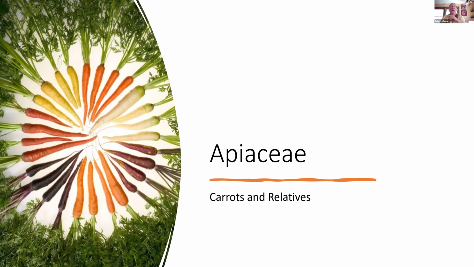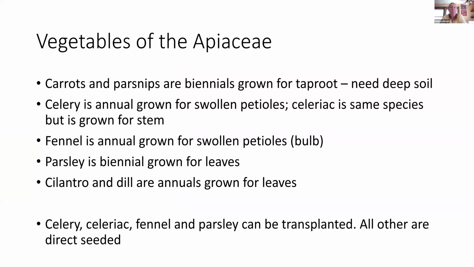All right. The last group we're going to talk about is the Apiaceae, which are the carrots and their relatives. Carrots and parsnips are biennials that we grow for the taproot. They need very deep soil. Celery is an annual that's grown for its swollen petioles. Celeriac is the same species, but is grown for the stem. Even though it is sold as celery root, it is actually a stem.